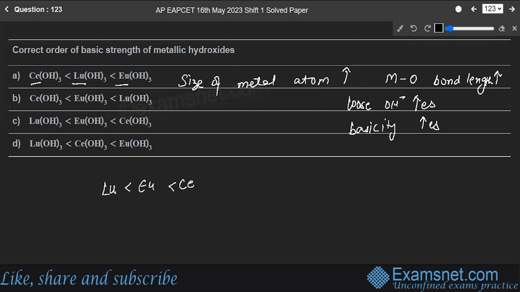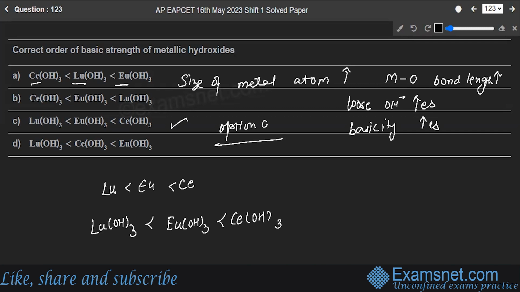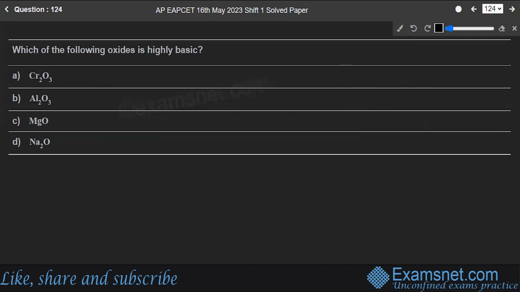you have cerium. So this is the order of the size of the metallic elements. And according to this, their basic strength will be the same, lutetium hydroxide followed by europium hydroxide, followed by cerium hydroxide. And that is option C. So this is the right answer to the question. Hope you got that. Next is question 124.